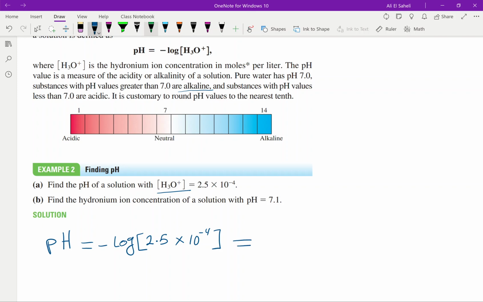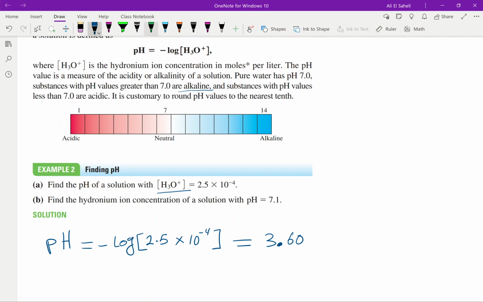Using the calculator, log base 10, let me see if I have that on my calculator. Yes. So this is 3.602. After the 0 we have a 2, less than 5, so we keep it as 0.